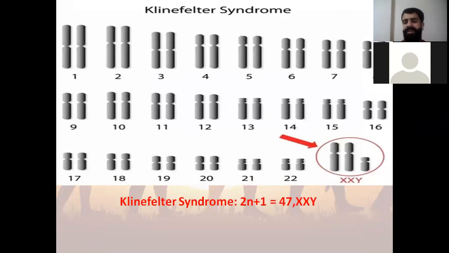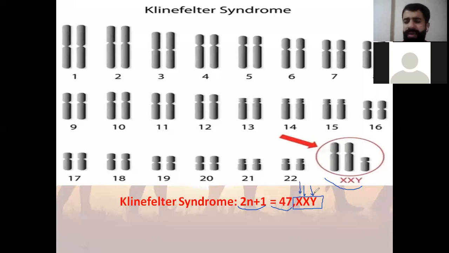Klinefelter syndrome is the abnormality that affects the gonosome as shown in this figure. It affects the gonosomes where we have three sex chromosomes. So it will be 2n plus 1, because we have an additional chromosome. It's equal to 47 also, since we have an additional chromosome. XXY, what does this mean? This means that we have three sex chromosomes, X, X, and Y.